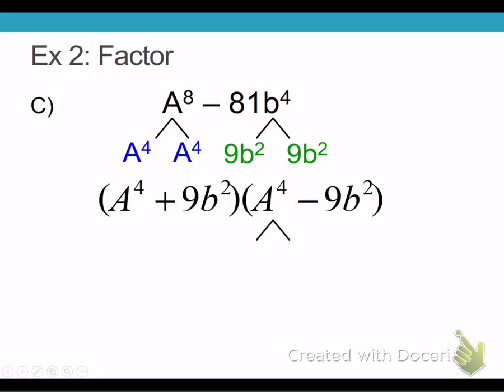So we can break the A to the 4th up again to A squared and A squared. 9B to the 2nd, we can do 3B and 3B. Now, why am I saying this one's cool, this one's not cool? Because you can't do it anymore. You can't do it with a plus sign. So don't get all crazy and start doing these on all of them. It only works with a minus, difference of 2 squares. There's no sum of squares, okay? It's difference of squares.